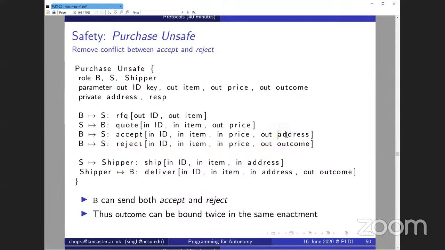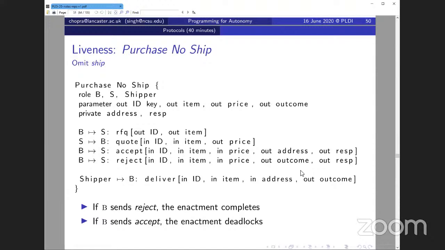So we end up with now a protocol in which, at the table in the sky, there are two bindings for outcome, one created by buyer and one created by shipper. Another problem with the protocol could be that we just failed to complete it. Like we omitted something, we omitted the ship message. So it's not possible for this message to ever occur because the shipper will never know what the item is, never know what the ID is or the address is and so on.